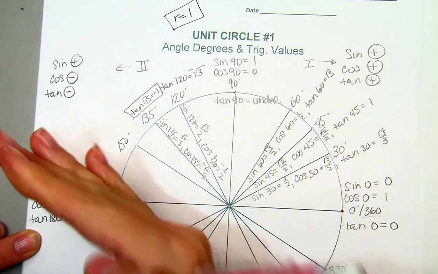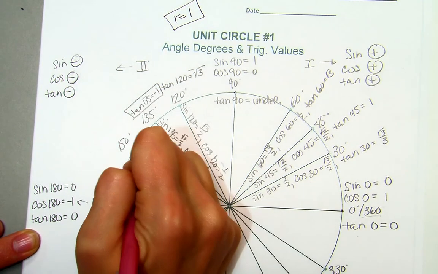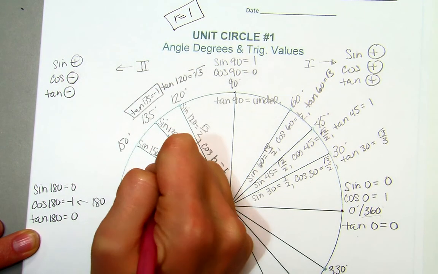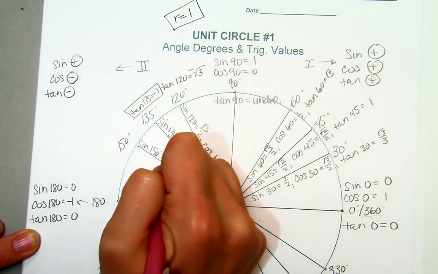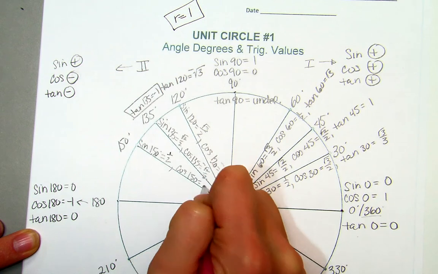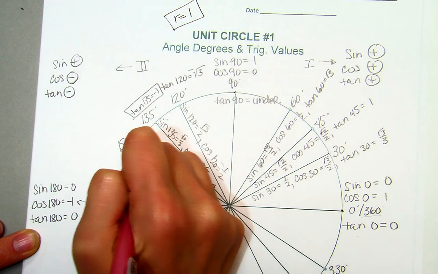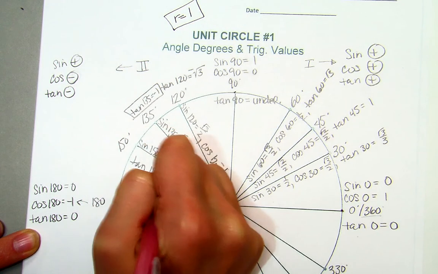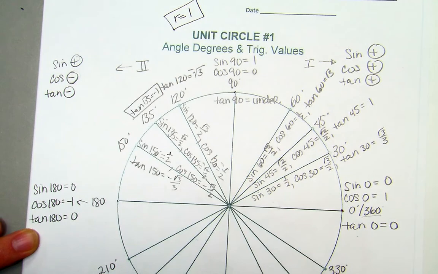30 degrees lays over 150 degrees, so your sine of 150 is going to be positive 1/2. Cosine of 150 is going to be negative square root of 3 over 2. And tangent of 150 is going to be negative square root of 3 over 3.